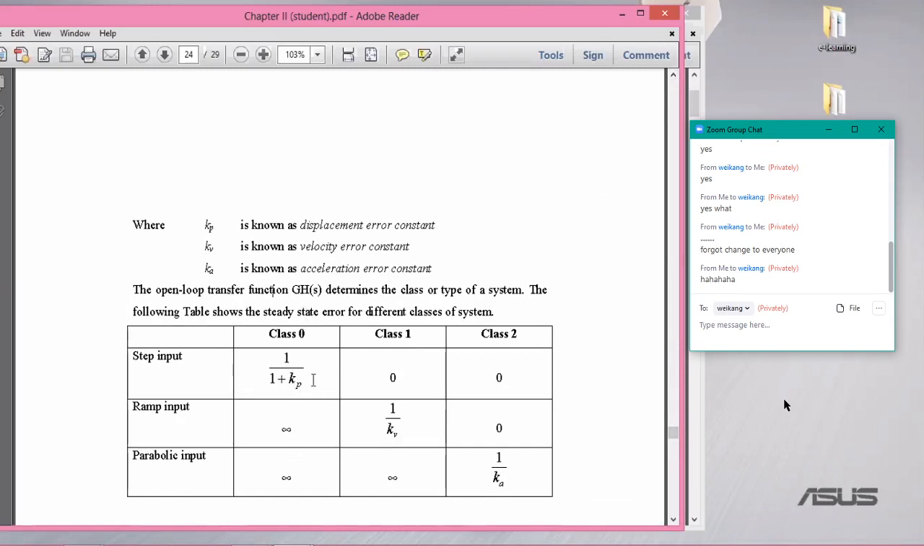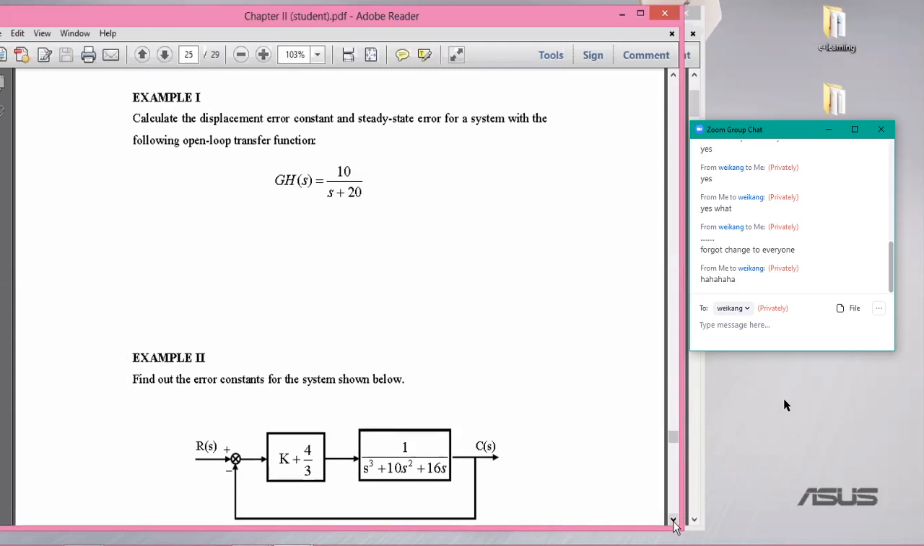For step input, you're going to have a steady state error. For ramp input, you're going to have infinity error. It's infinitely large error. For parabolic input, you're going to have infinitely large steady state error as well. Now we're going to show that using this example.